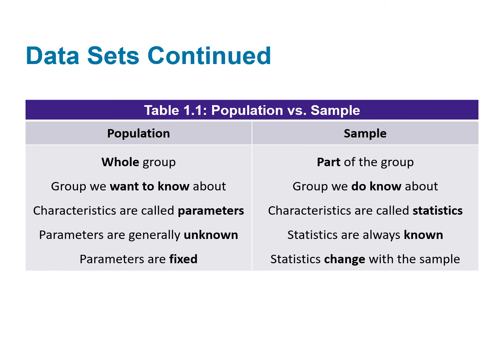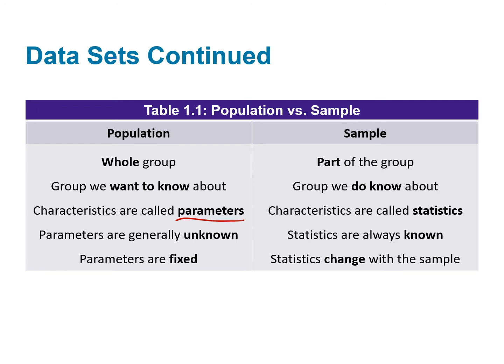So, things to remember. The population is your whole group. It's the group that you want to know about. The characteristics of the population we call parameters. Parameters, we typically don't know. One of the biggest goals in this course, our big goal, is to be able to estimate the value of a parameter. So that's what we're working towards. We want to be able to estimate the value.